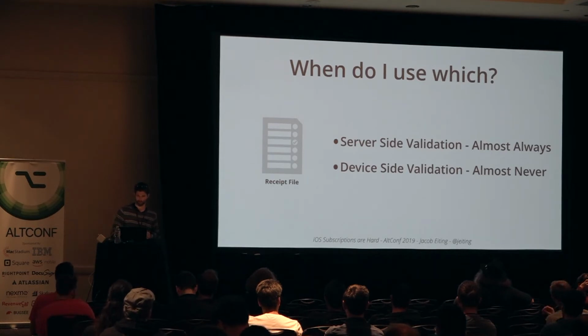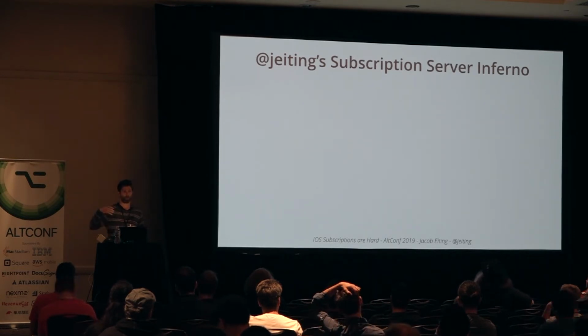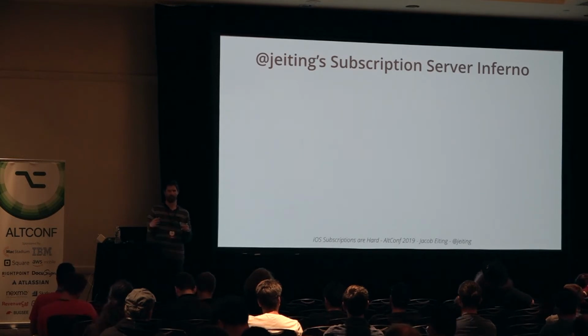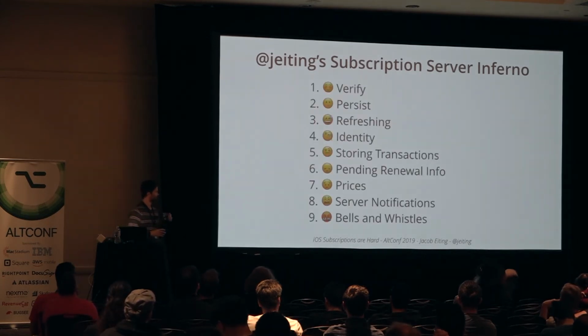Okay, now I want to take you all on a journey through Jay Eiting's subscription server inferno. What I'm going to do here is lay out what levels of increasing complexity you're going to want to think about when you're building your subscription server. Because I've dealt with a lot of folks with different subscription setups, and there are certain dead ends that you want to avoid. I'm going to try to lay out an order of operations. Oh, there it is. Boom. Big 9 levels of hell.